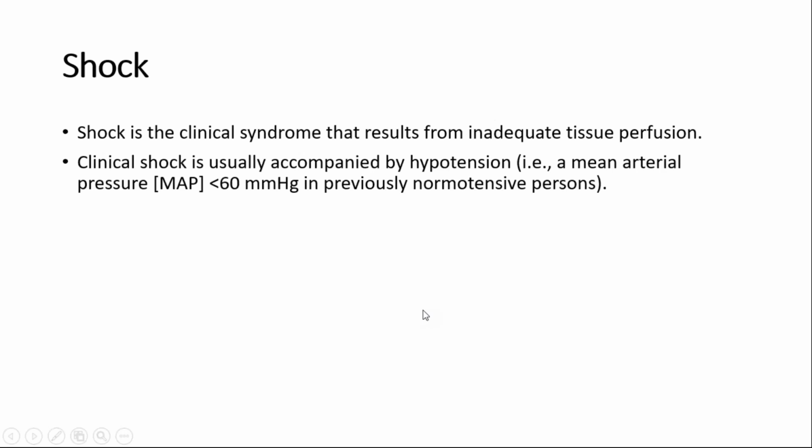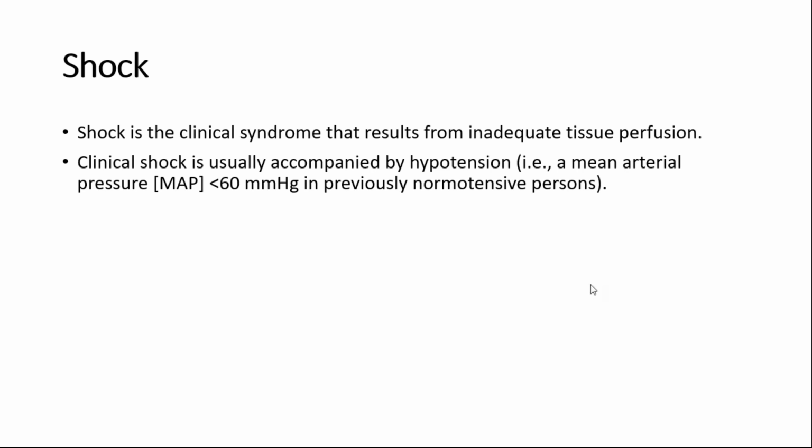Now coming to a very common condition known as shock. I will not be covering shock in whole detail, as I am covering only the specific part. It is a clinical syndrome that results from inadequate tissue perfusion. Shock is accompanied by hypotension, that is, mean arterial pressure less than 60 millimeters of mercury in previously normotensive persons. It has to be kept in mind that a person who is previously normotensive and has mean arterial pressure less than 60 is clinically in shock.